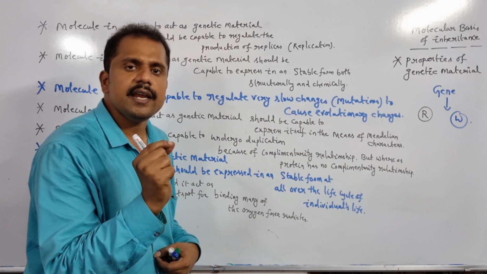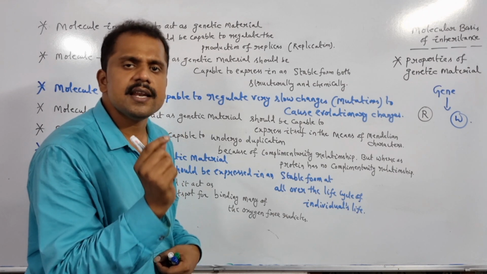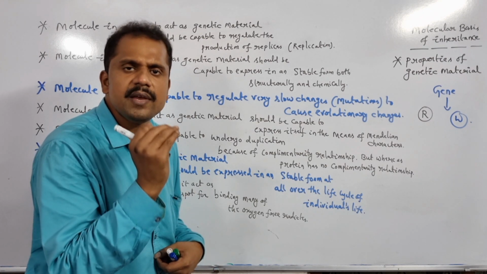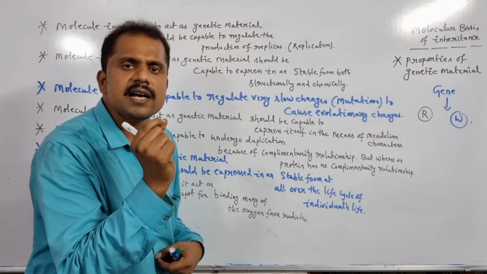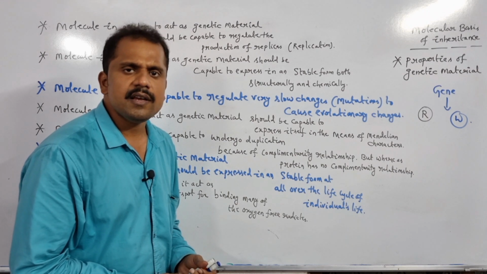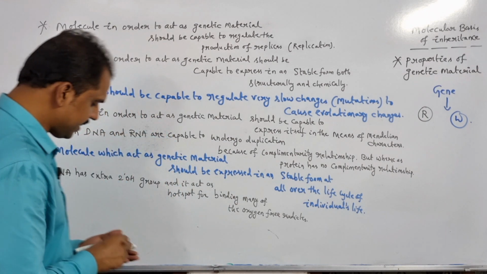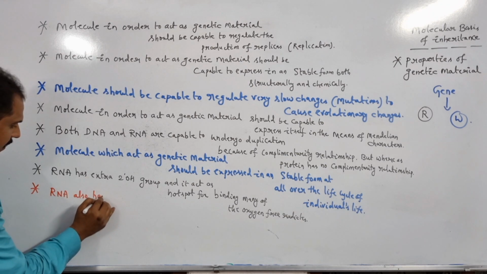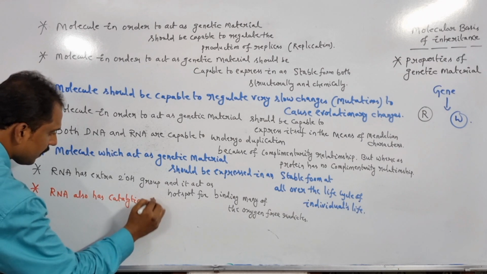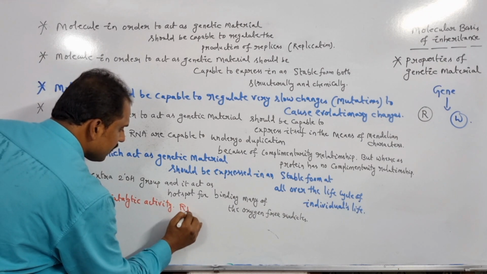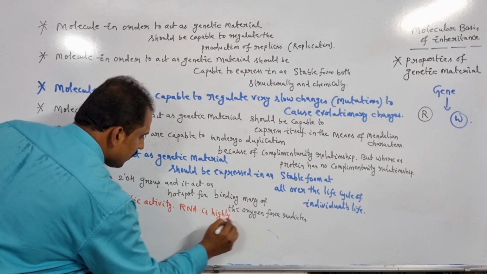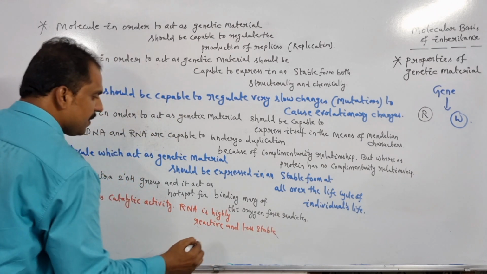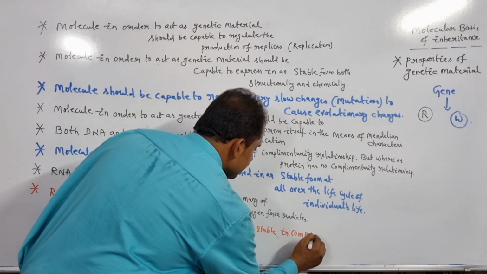In addition to this, RNA not only has genetic material activity; even in nature there are certain RNAs which have enzymatic or catalytic activity. Such specific RNAs are termed as what? Ribozymes. Because of the highly reactive nature and the absence of stable nature of RNA, in the majority of living organisms DNA is the genetic material. Is it clear? So let me write it here. RNA also has catalytic activity. RNA is highly reactive and less stable in comparison with DNA.